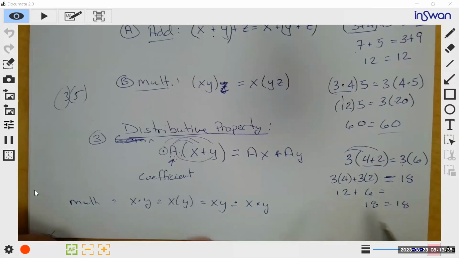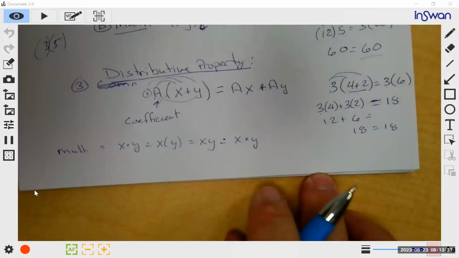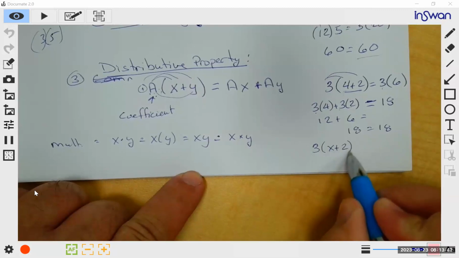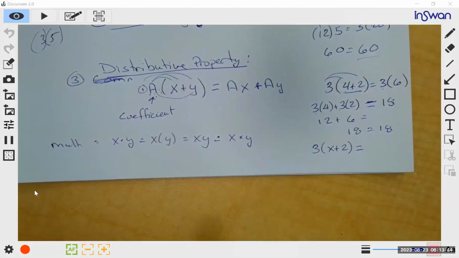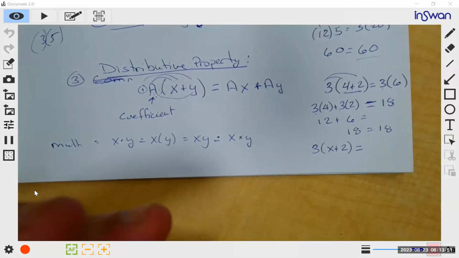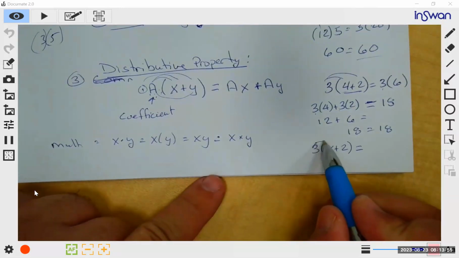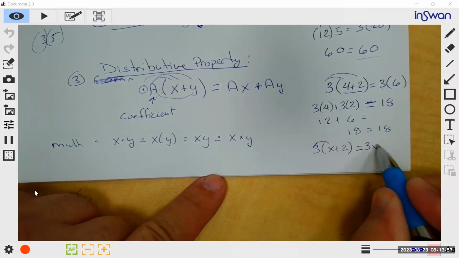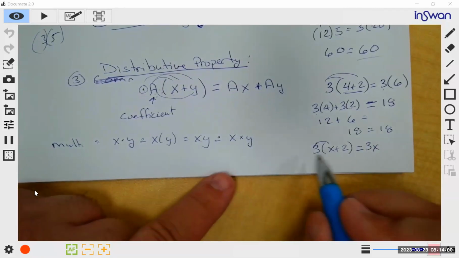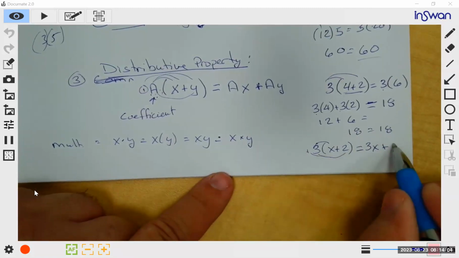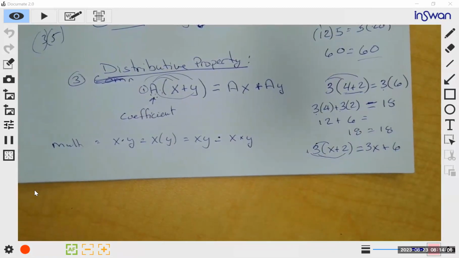But the beauty of the distributive property is, let's say we had that. Can you do inside the parentheses now? No. So we have to get rid of the parentheses. That's one of the main purposes of the distributive property. 3 times x is 3x. Positive times positive is positive. 3 times 2 is 6. So that's what it looks like now.